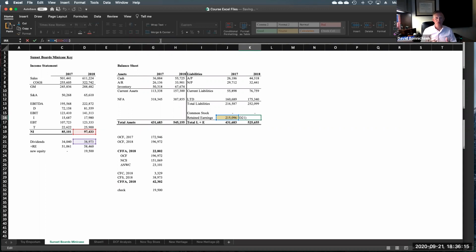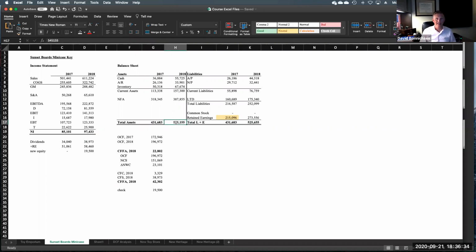The difference between net income and dividends, that's what we kept for ourselves. The plowback number, how much we plowed back into our business. And that was retained earnings. And now you'll see we're still out of balance.